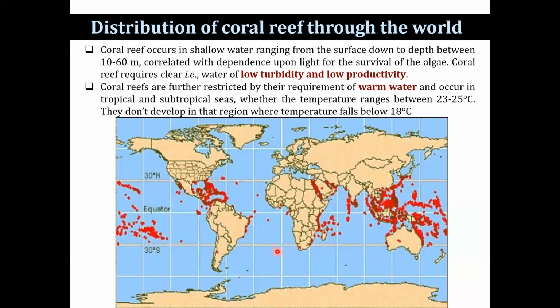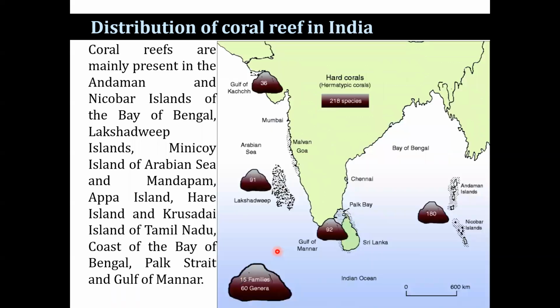Now, in our country, India, the coral reefs are mainly present in the Andaman and Nicobar Islands of the Bay of Bengal, Lakshadweep Islands, Minicoy Island of the Arabian Sea, Mandapam, Appa Island, Hare Island, Krusadai Island of Tamil Nadu, coast of the Bay of Bengal, and Gulf of Mannar. Those are the distributions shown here.